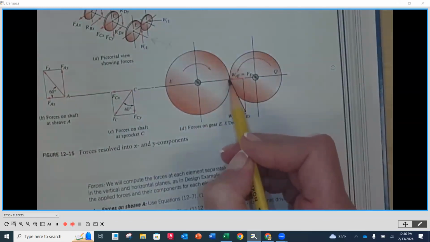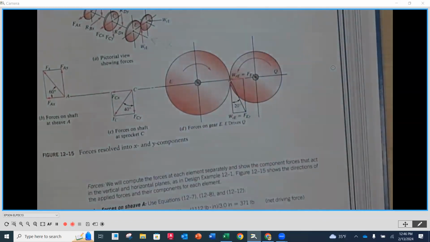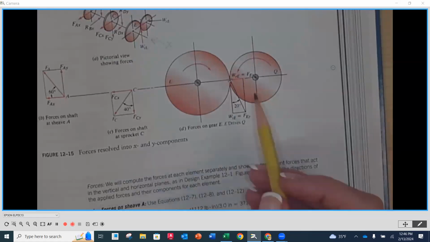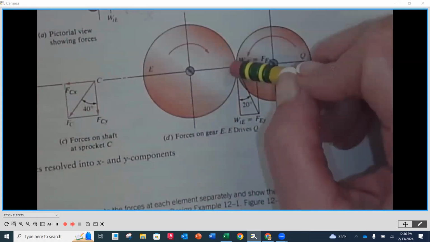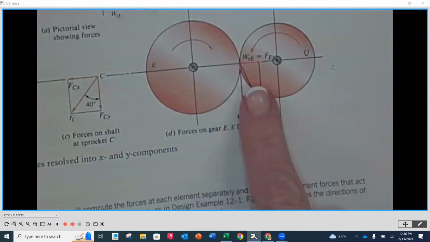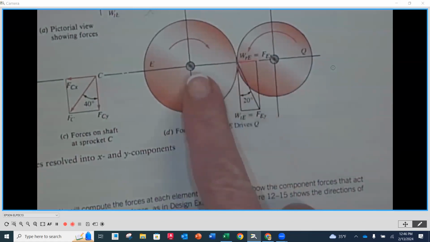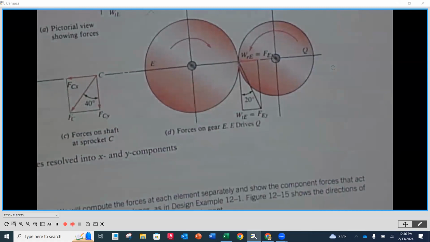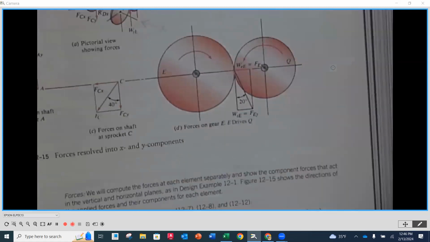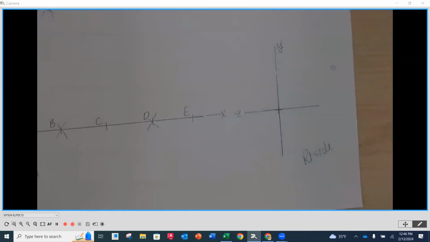The point of engagement is where we start our radial force. Our radial force is always going to point from that point of engagement to the center of rotation. So you'll notice our radial force right here is pointing from that point of engagement towards the center of rotation. So WRE, radial force, is going to be pointing to the left on the shaft.